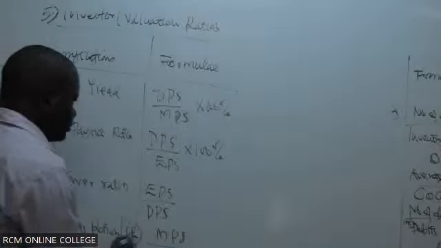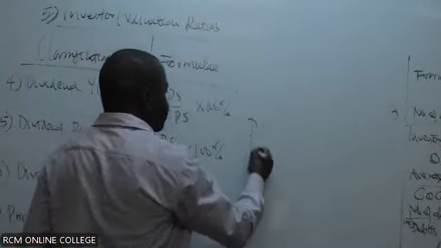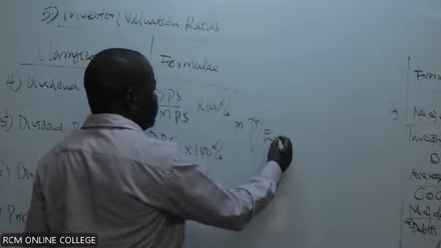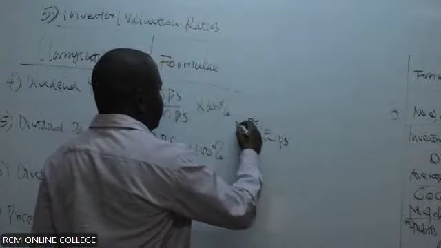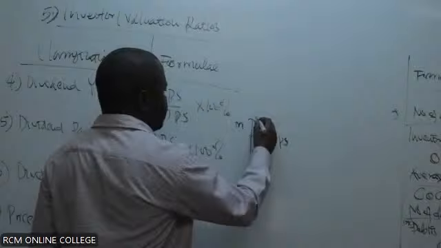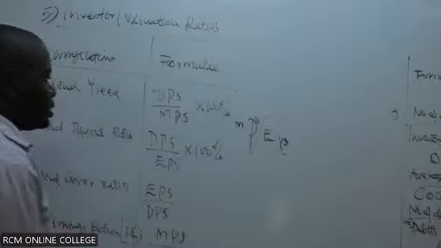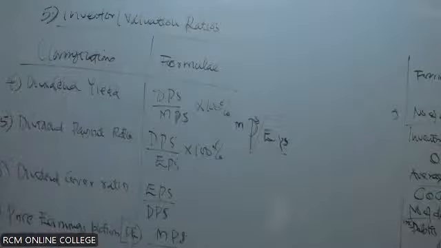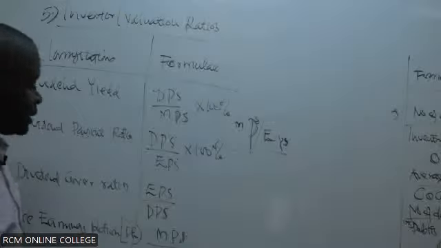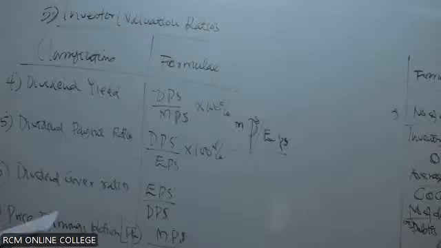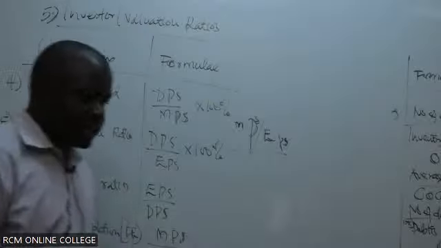Sometimes they call it PE ratio. So you take the MPS and divide by the EPS. So those are some of the ratios that can be computed. So we can look at an illustration.